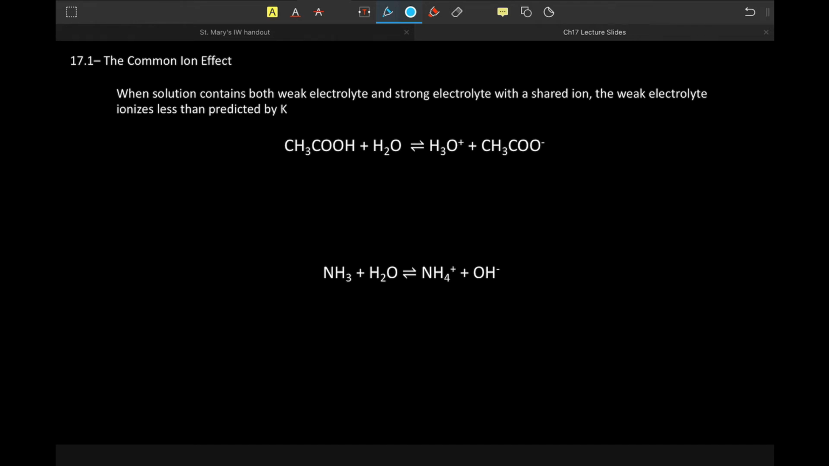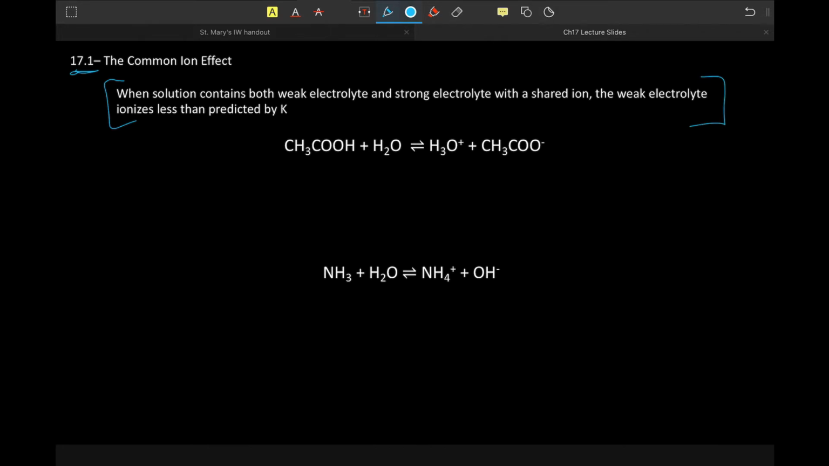Hello AP Chemistry and welcome to Chapter 17, 17.1, which opens with the common ion effect, which we've already talked about a little bit back in the equilibrium chapter. We talked about it when we looked at that graph of the percent ionization of acetic acid as the molarity changes, because that is also the same sort of thing. But the actual wording for the common ion effect says this.